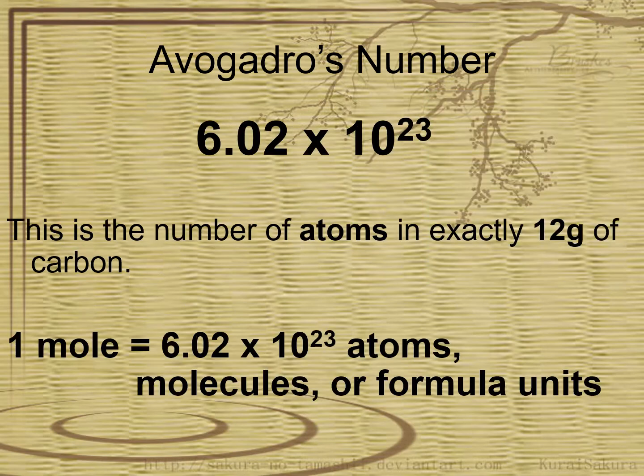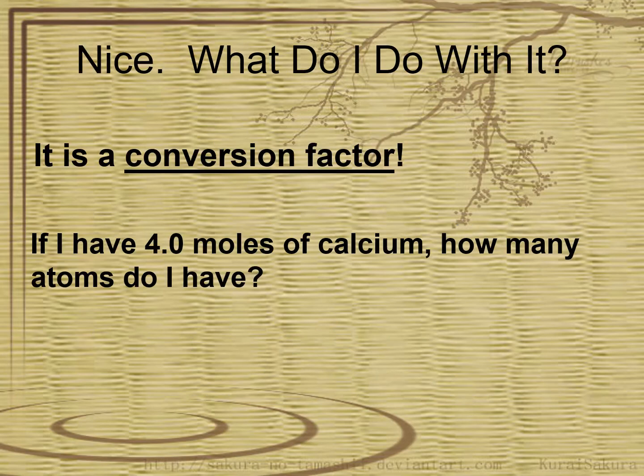All right, so Avogadro's number is 6.02 times 10 to the 23rd. This is the number of atoms in exactly 12 grams of carbon. So we can say that 1 mole equals 6.02 times 10 to the 23rd atoms, or molecules, or formula units. It's going to depend on if we're talking about an element, a covalent compound, or an ionic compound. All right, so what do we do with that information? Well, it's an equality. One thing equals the other, and so we can make a conversion factor. We can actually make 2 conversion factors with it. So let's see how we do that.